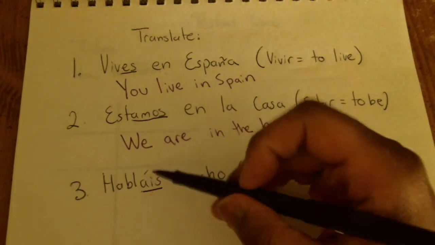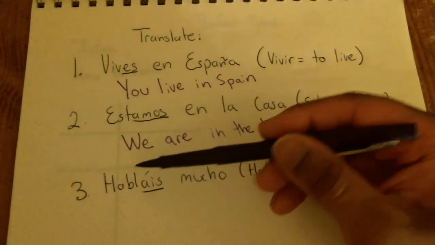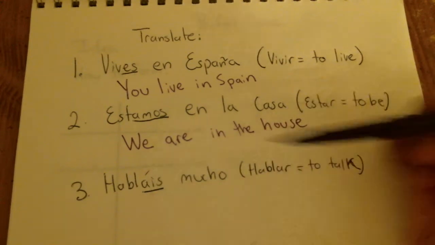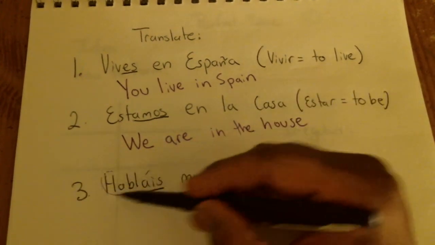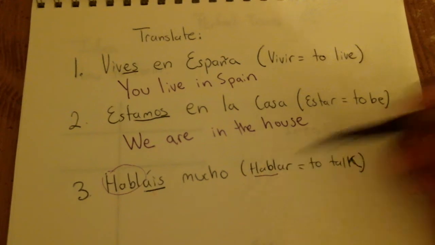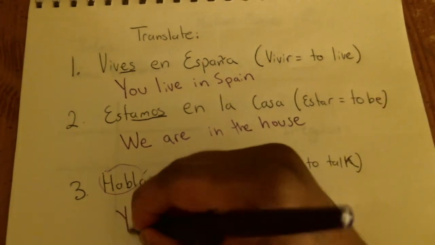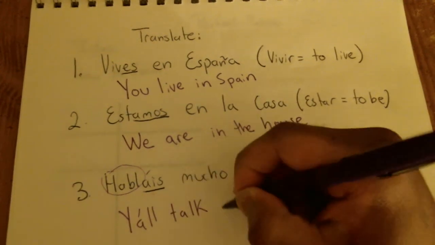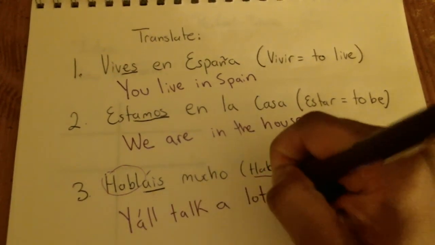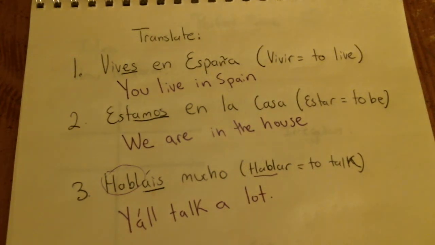Then for this last one right here, you should know that ending in áis, A-I-S, is the vosotros form. So whatever the action is, it's y'all that are doing it. Well, look at the root right here. This comes from hablar, meaning to talk. So we know this means y'all talk a lot. Okay, that's what mucho means. Y'all talk a lot, or y'all talk often, or y'all talk much. Okay, so that's an example of a beginner's lesson that I would offer.